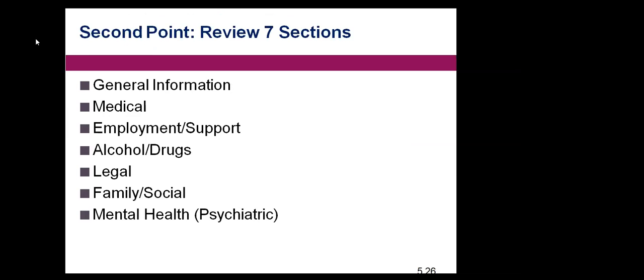So let's review the 7 sections. General information: we have general information about the client, maybe socio-demographic data and many other things you can get from them. Then you also look at their medical history, and the section that involves their employment, or if they are not employed, whether they have some social supports. Then alcohol and drugs, legal, family and social issues, and mental health, psychiatric problems. And recall that BT said it's not for adolescents, but for adults. That's why you'll be talking about employment, family, social support, and so on.